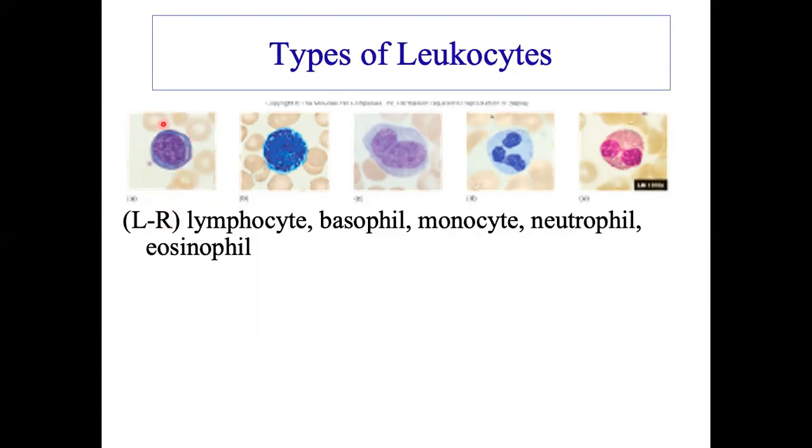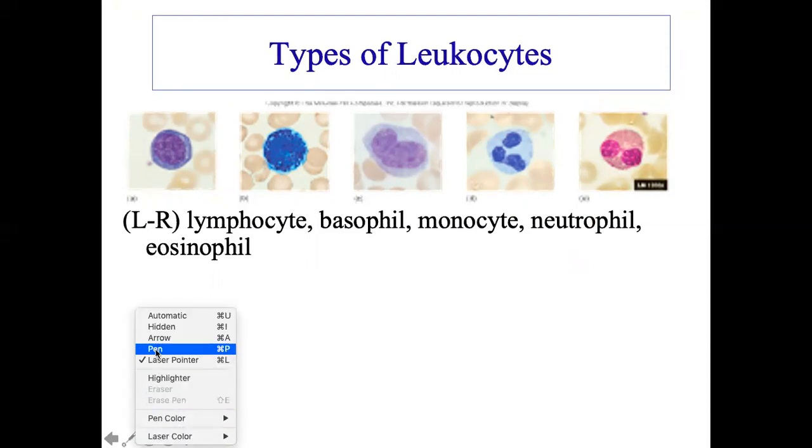So the first one is a lymphocyte, second one is a basophil, third one is a monocyte, fourth one is a neutrophil, and fifth one is an eosinophil. Which one is the most abundant? It's going to be neutrophils, right? So how do we remember that again? I think I told you. Oh, it was in lab.